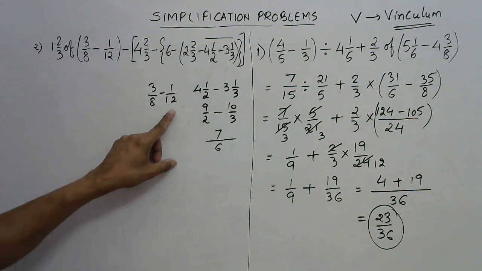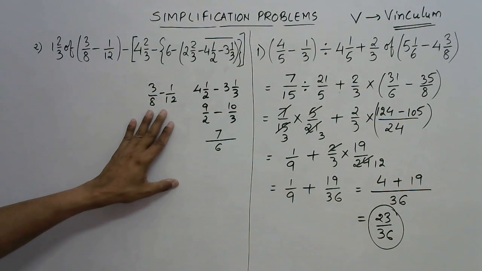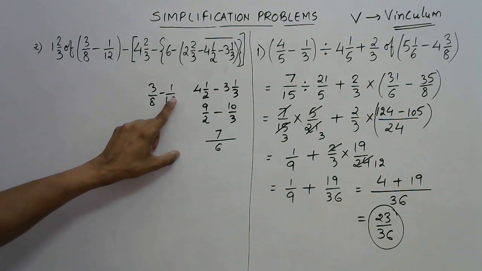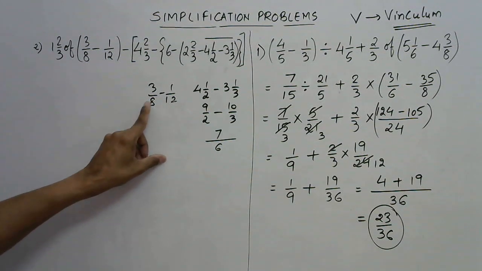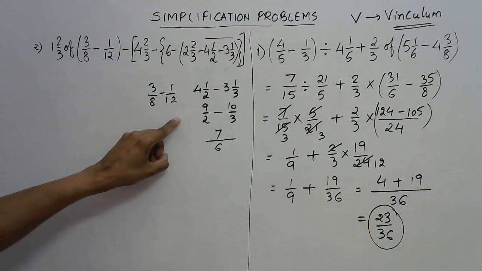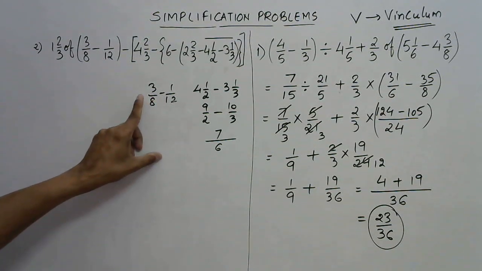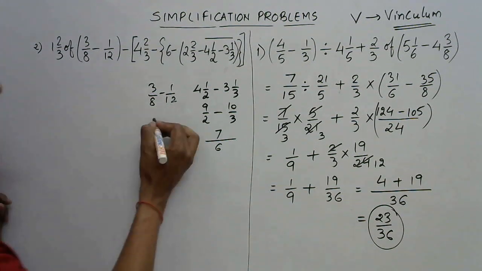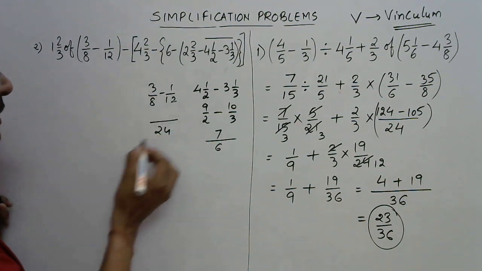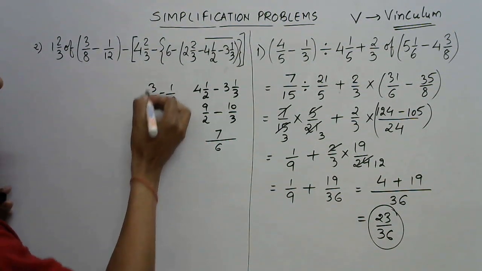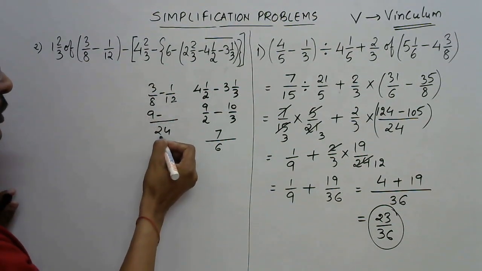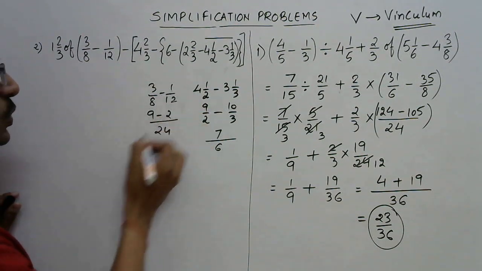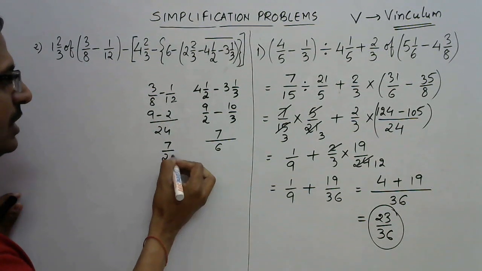Now here 8 and 12 are not co-prime because they have common factors. So we have to take multiples of 12 which are divisible by 8. 12 is not divisible by 8, but if you take multiple of 12, that is 24. Now 24 is divisible by 8. So the LCM of these two numbers is 24. So if you take 24 as the LCM, then 24 divided by 8 is 3, 3 is 9, and 24 divided by 12 is 2, 2 into 1 is 2, so this is actually 7 by 24.